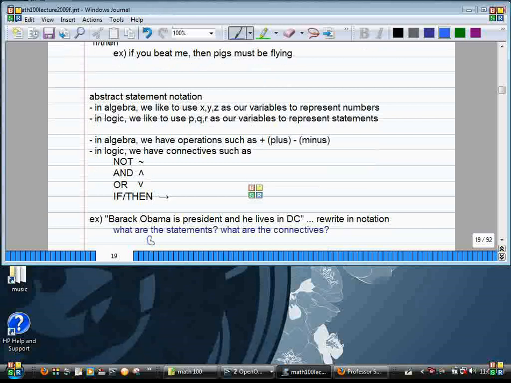And what's the second statement? He lives in DC. Okay. So what notation can we use to represent that? D. Great. And what is the connective here? Yeah, the connective is and, and the notation for that is the up caret. So we write it like this.